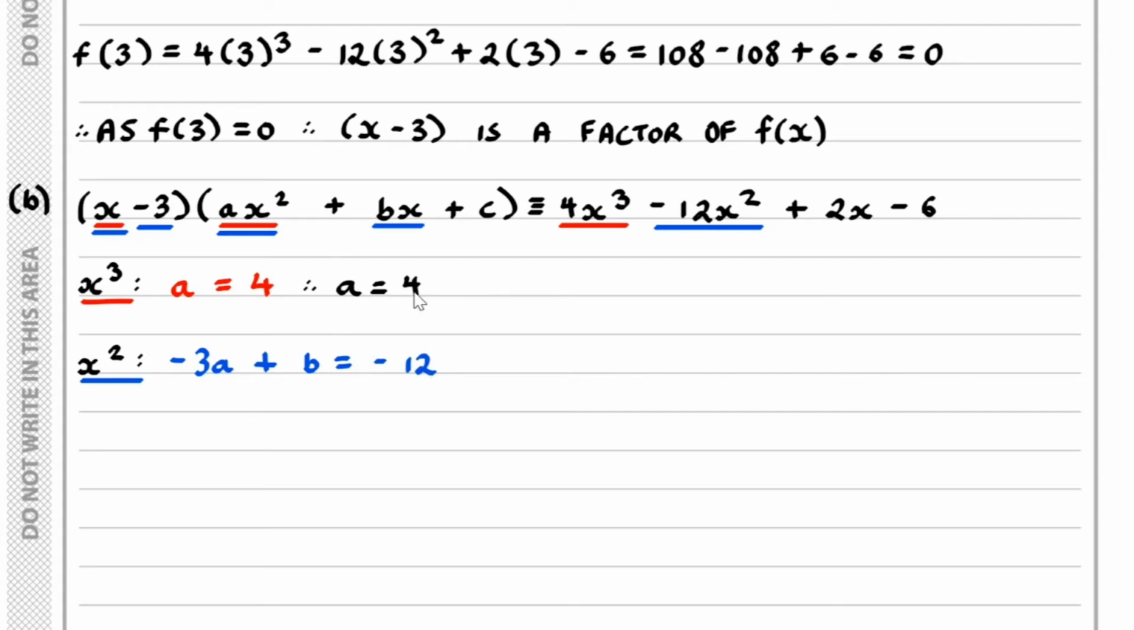I know what a is, that's 4. So I've got minus 3 lots of 4 plus b, which equals minus 12. Minus 12 plus b equals minus 12. b is equal to 0. And knowing that b equals 0, let's now compare the number terms.